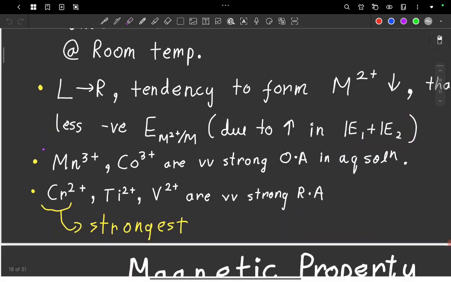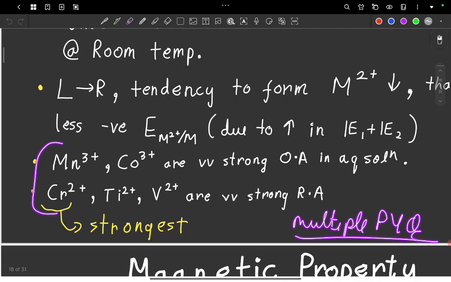Now, these points you have to remember by heart, they have been asked in multiple PYQs before. In fact, even in 2025, multiple PYQs were asked from this single line of NCERT.